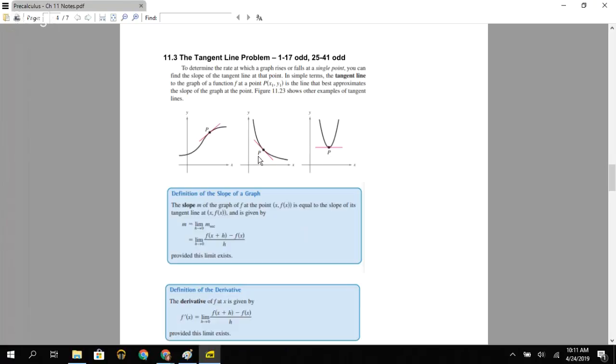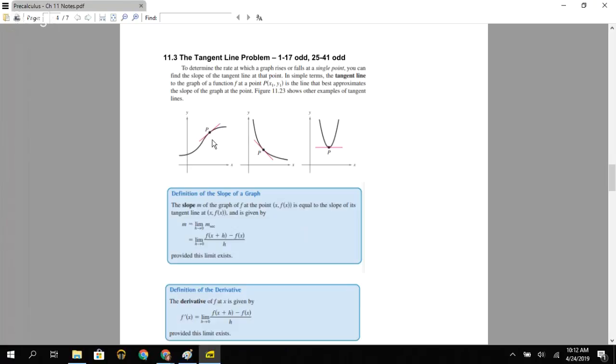So here's 3 different graphs here, right? We've got one that rises, falls. This looks like maybe an exponential decay and a parabola. We want to know at these single points P, what is the graph doing at that exact point? Okay, so at point P, this graph has a line that is tangent to the point, and we're concerned with what that line is doing.